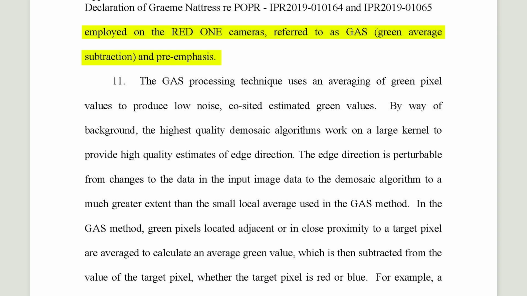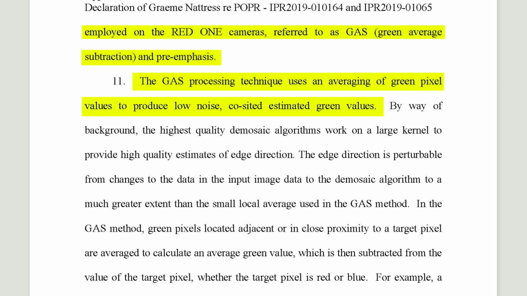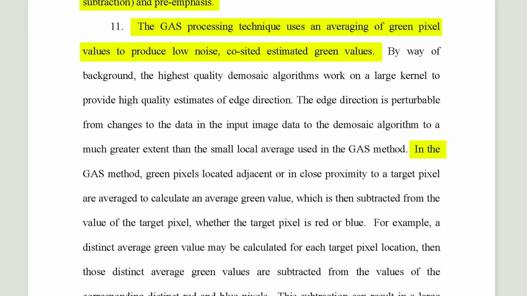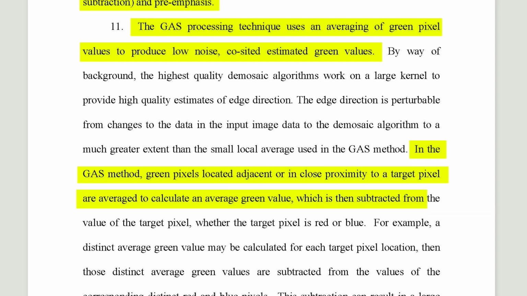And he describes the distinguishing key steps. The GAS process technique uses an averaging of green pixel values to produce low noise co-sited estimated green values. How? In the GAS method, green pixels located adjacent or in close proximity to a target pixel are averaged to calculate an average green value, which is then subtracted from the value of the target pixel, whether the target pixel is red or blue. So it's the key part of Redcode. It's the entire point of this patent.